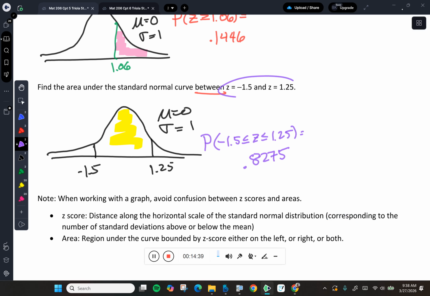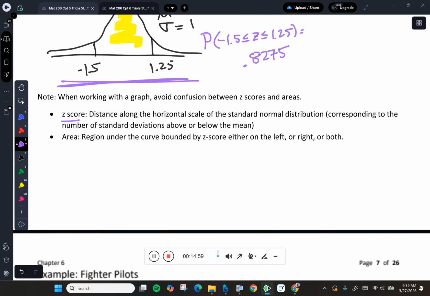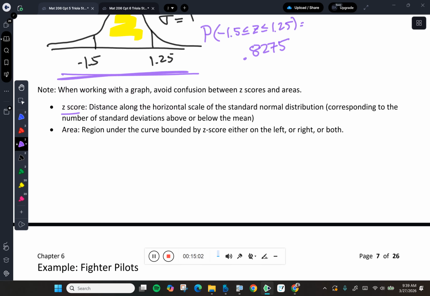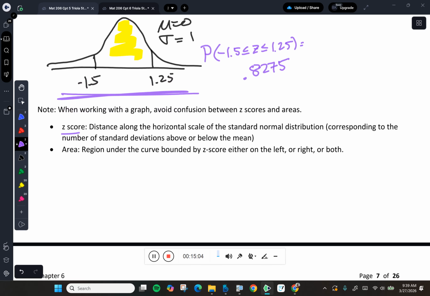Okay, so some notes about this. Z-scores are values on that horizontal axis. They are a distance, if you will. They measure a random variable. The area is the region bounded by the z-scores and the curve above. So just keep that in mind. What we're working with is finding areas, interpreting areas as probabilities, and then making statements about the probability of something.